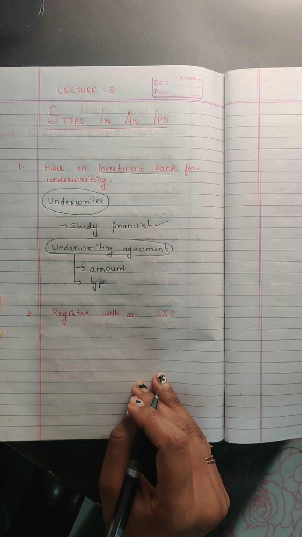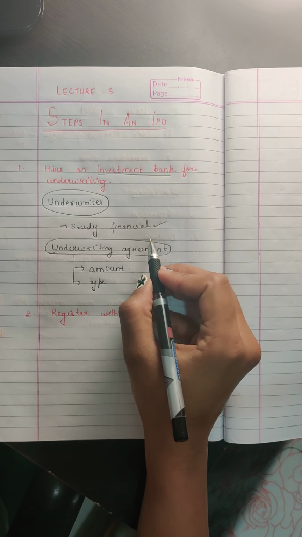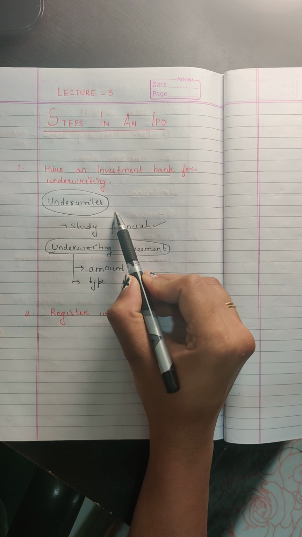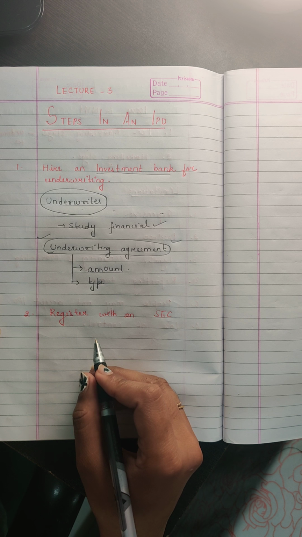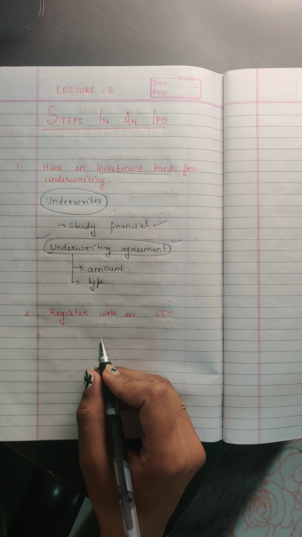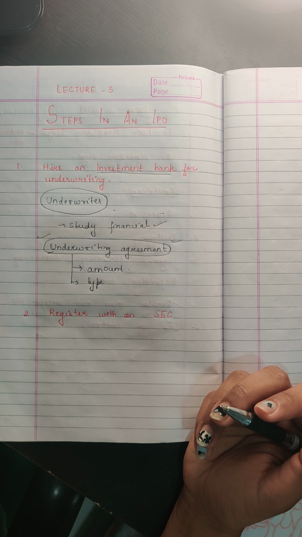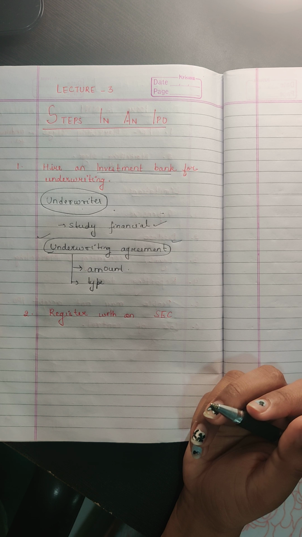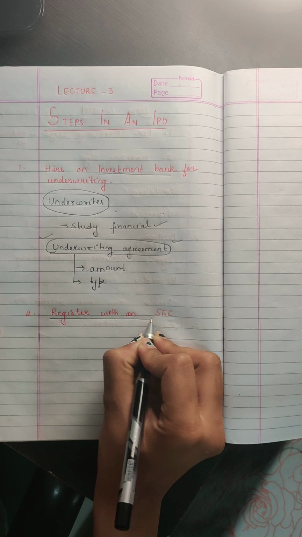Based on the financial needs, the underwriter will tell the amount and the type of securities that have to be issued. So the underwriter plays a very important role in case of an agreement. The company will sign an underwriting agreement with the investment bank, and this underwriting agreement will tell the amount and type of securities that have to be issued by the company. After the company has decided on the type of underwriter that they are choosing, the second step is to register with an SEC.